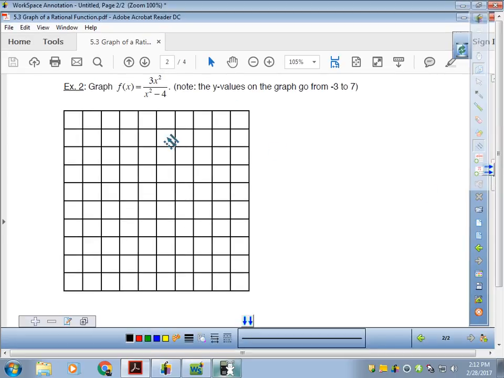So, we're graphing f of x equals 3x squared over x squared minus 4. And it says note the y values on the graph go from negative 3 to 7. So this is negative 3, negative 2, negative 1. So it means this is 0 right here. I'll draw my y-axis down there.